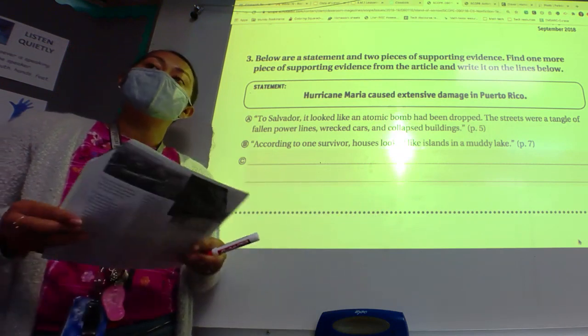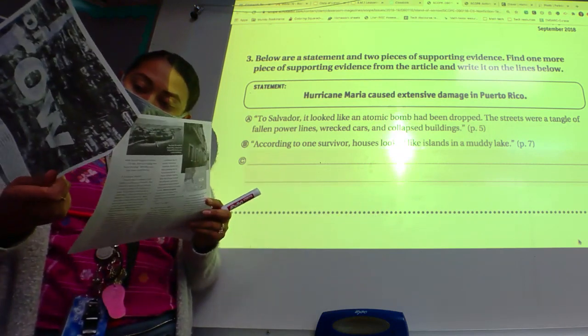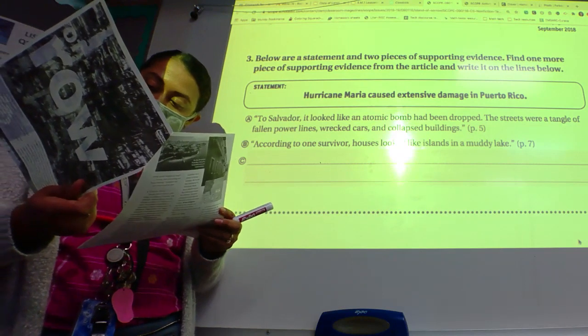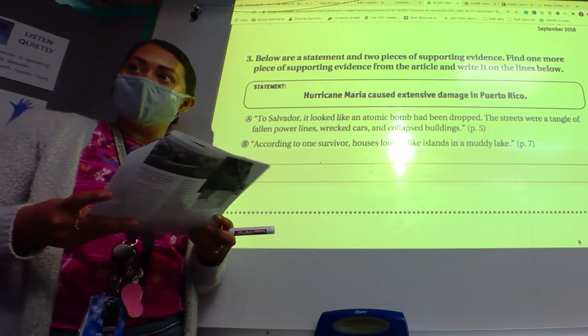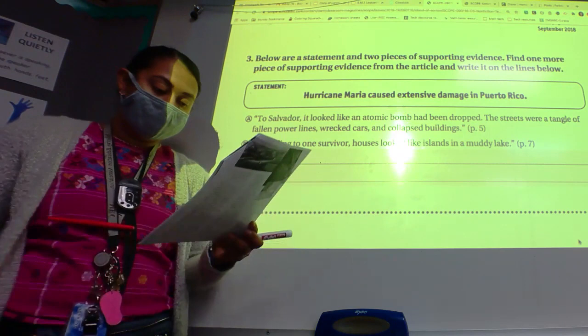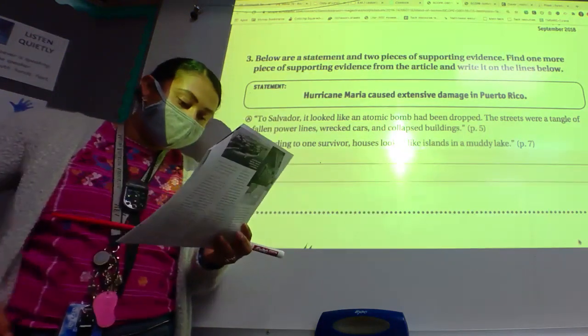Okay, I'm going to start rereading. Give me a thumbs up when you think you've heard one or read one that would fit in. Okay, I'm on page 5.